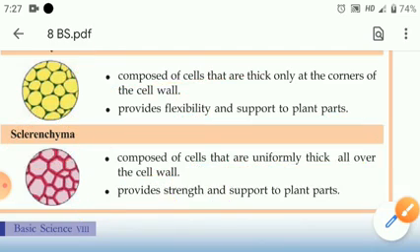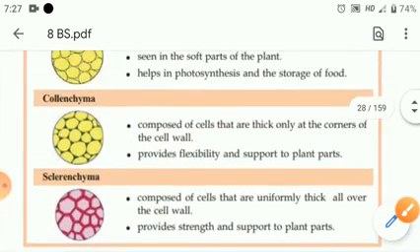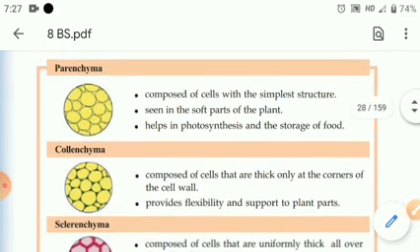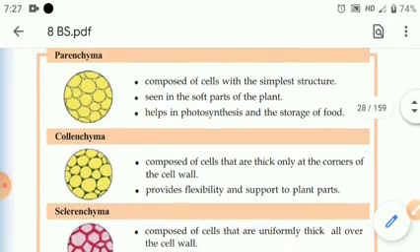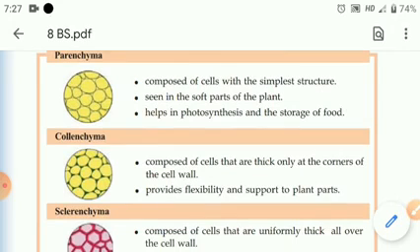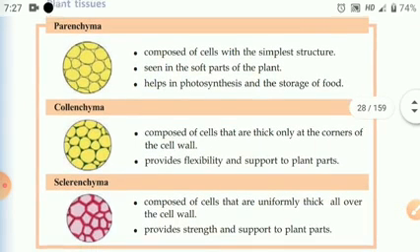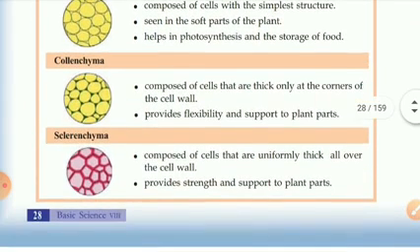This is about the three types of plant tissues: parenchyma, collenchyma, sclerenchyma. Parenchyma functions for photosynthesis and storage of food. Collenchyma, flexibility and support. Sclerenchyma is uniformly thick all over the cell wall, and due to that, it provides strength and support to the plants.